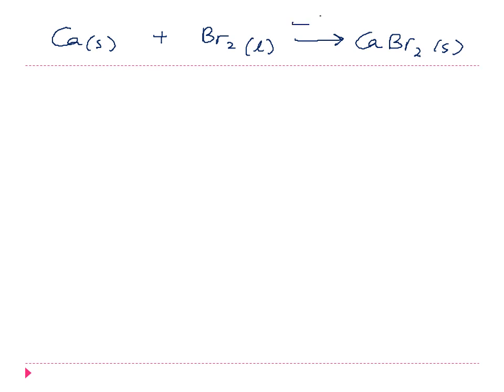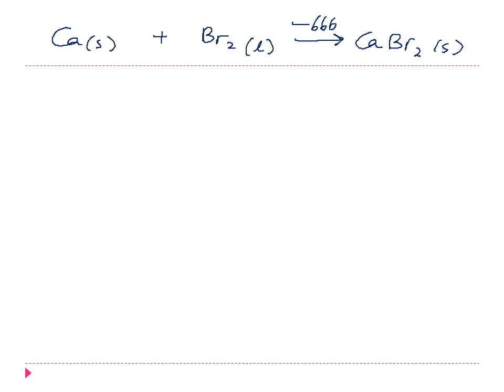Okay, so the first thing that we need to do is we write the equation for the formation of calcium bromide. So Ca, the standard condition, is solid, and then Br2, the standard condition, is liquid. So we react them together and it will form CaBr2 solid. This is the enthalpy of formation, which gives us the value of negative 666.